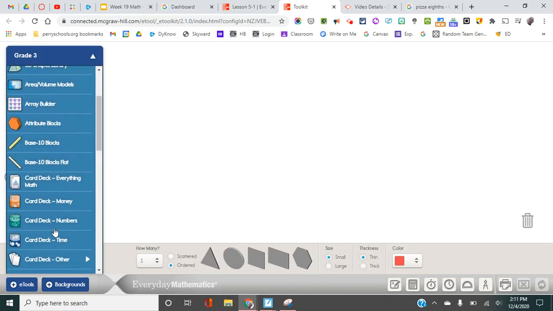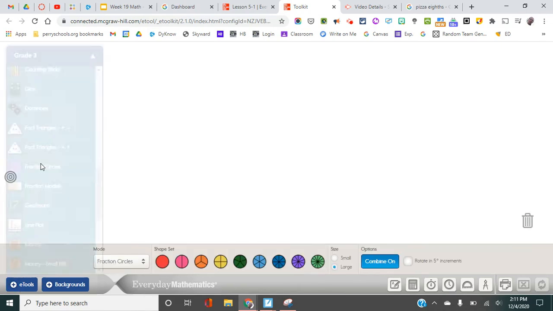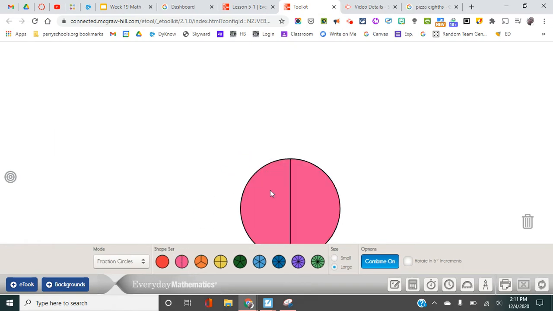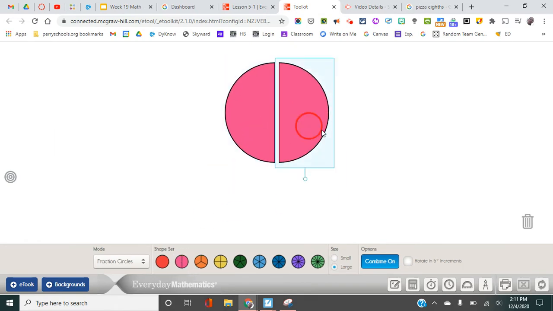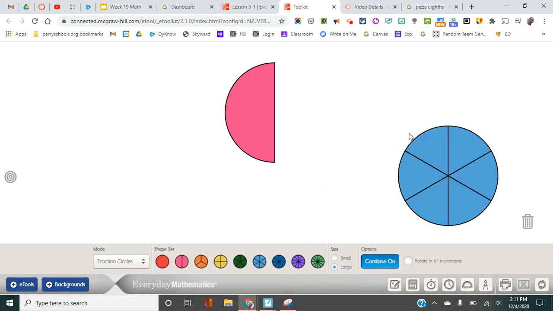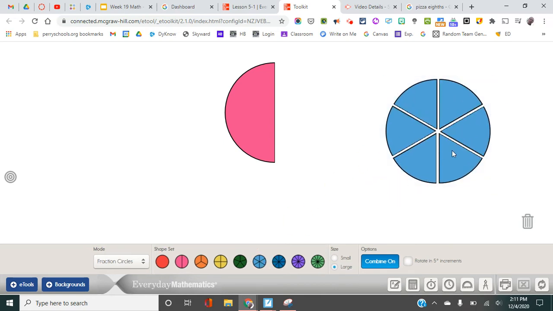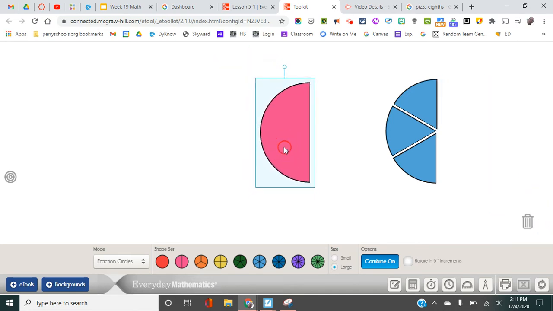eToolkit here, and eTools are over here, and whoop, what did I just go to? Nothing, I think. All right, and fraction circles. And we had a pink piece. Let's get rid of one of them. And then we had to split this into 3 parts. Do you remember which color we used yesterday to split this into 3 equal parts? The light blue pieces, right? So let's take 3 of those. And we now know that these are the same.